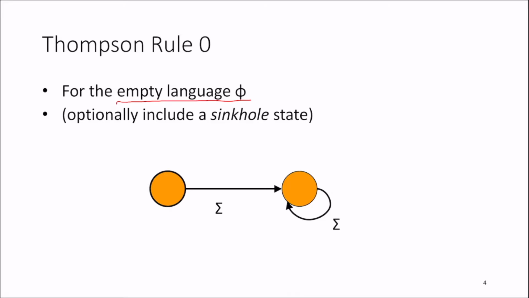We optionally include a sinkhole state. A sinkhole state is just a state here. So this state over here would be called a sinkhole state because every symbol in the alphabet goes there and it keeps accepting stuff. And the important thing is that this state is not a final state, right? So it just keeps reading input strings. You can think of it as a sort of garbage collection state. It just collects all the characters and doesn't accept any string at all.